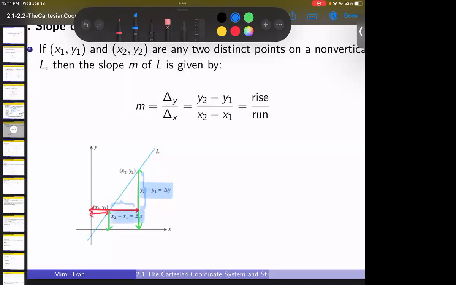And x2 minus x1. That's it. It's simple. And because slope is the rate ratio, then you divide them, right?